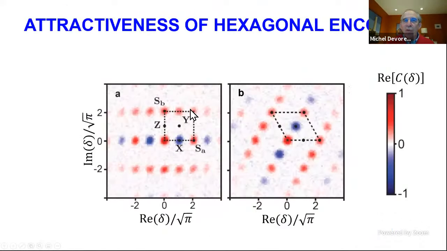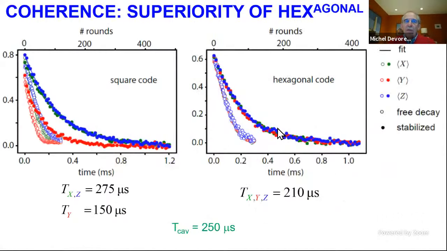Here I show the difference between the unit cell in the square code and in the hexagonal code, and you can see that now the three operators corresponding to X, Y, and Z basically have the same length. There's a certain superiority of the hexagonal encoding. So these results really are the punchline of the talk.